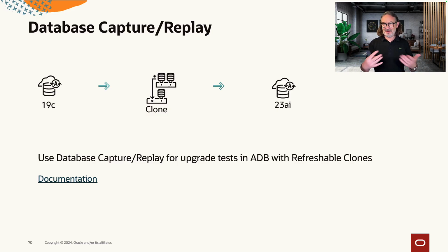But seeing that you can upgrade to 23ai ADB is one thing, and this will work for sure. The idea is to verify performance. So here, especially Database Capture and Replay comes in again, because the refreshable clone has everything. You capture a workload, you create a refreshable clone going forward, and then you replay that. And you see how it behaves then in 23ai ADB, and this is fully implemented in the console as well. We have a link to the documentation here on the slide. Feel free to tune in.